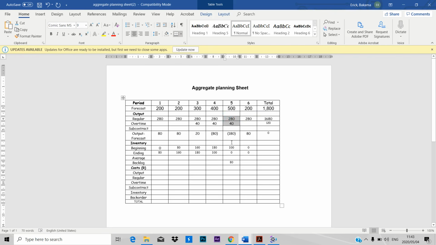That means we now owe the customer 180. But we only have 100 for now, so we give him 100. Our inventory is going to be equal to 0. But as a backlog, we have a debt of 80 rand.